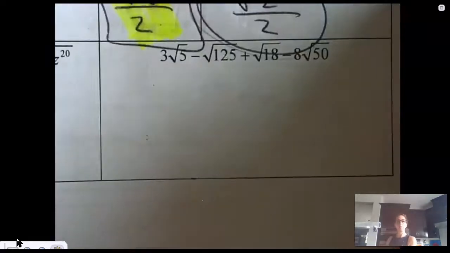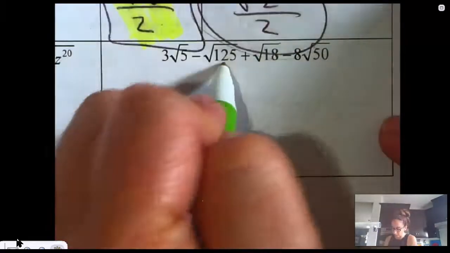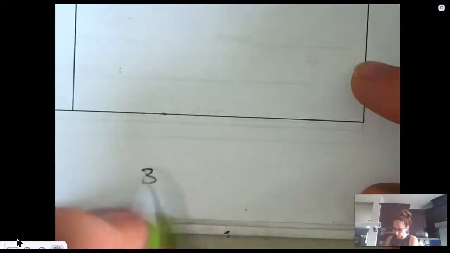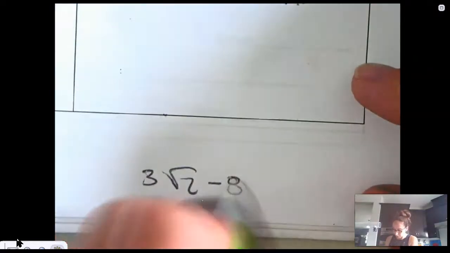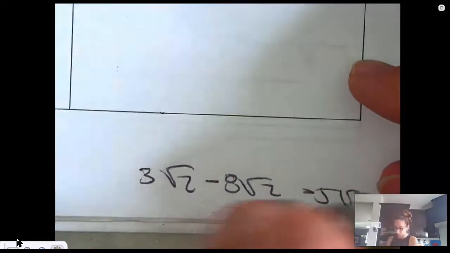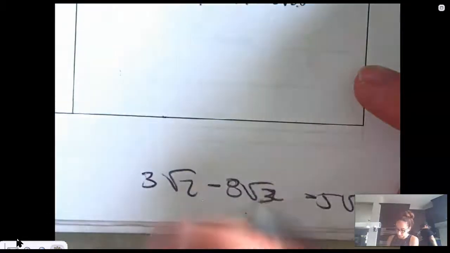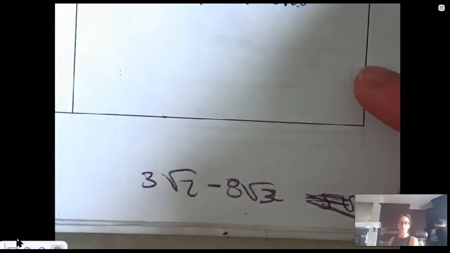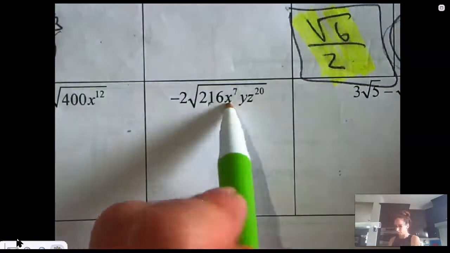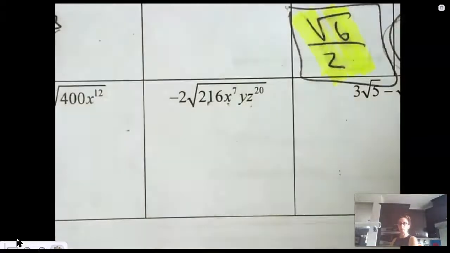All right, this one, remember, you're going to have to have birthday cake, birthday cake, birthday cake, put the same together. So if I had like 3 rad 2 minus 8 rad 2, let's say I had that, that would be -5 rad 2. But if this was a rad 3, then I couldn't put them together. This one over here, birthday cake, find your doubles, see what's left over.